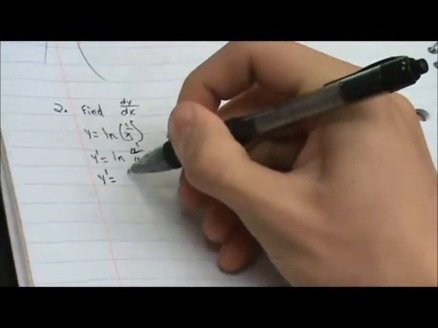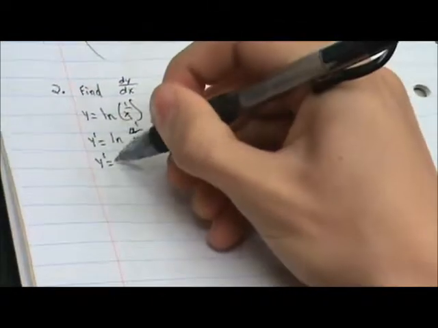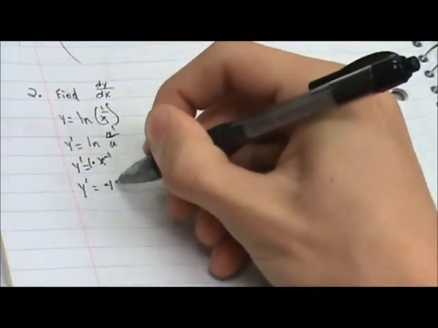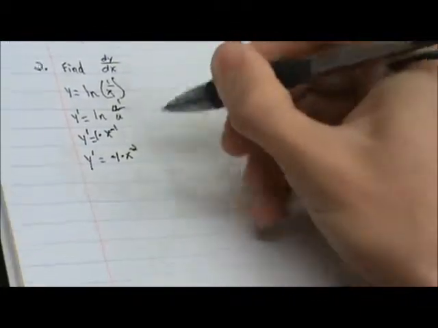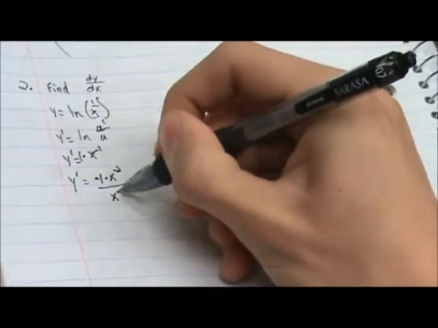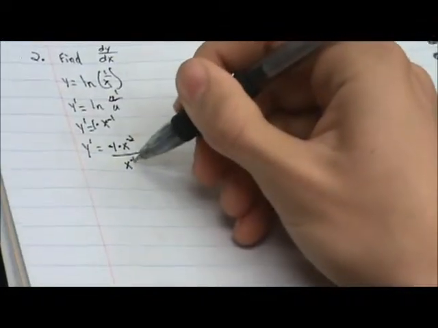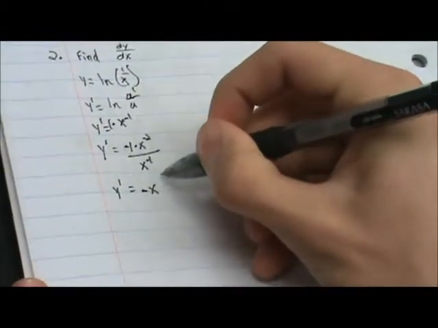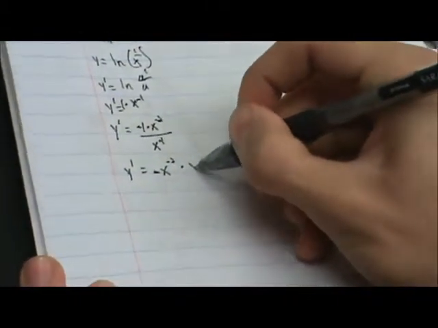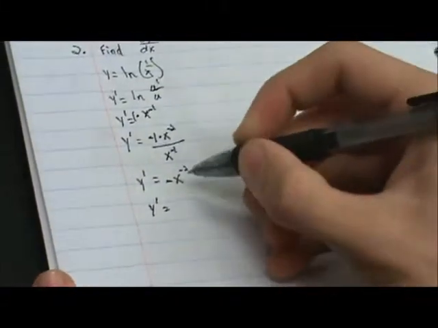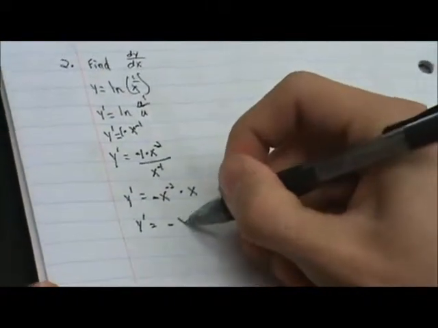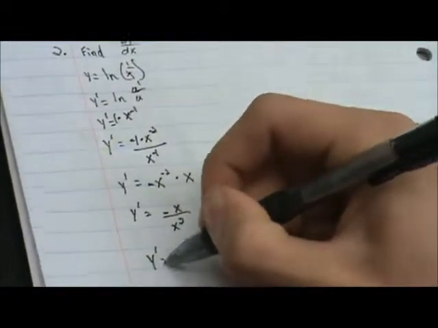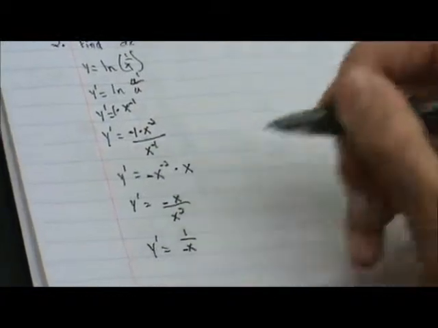first we should bring x to the numerator, so 1 over x is equal to x to the negative 1. Then we take the derivative. So y prime equals negative 1 times x to the negative second over x to the negative first. Now, knowing that this is x to the negative first, you can bring it up. So y prime will equal negative x to the negative second times x, which will then equal negative x over x squared, which simplifies to y prime equals negative 1 over x.